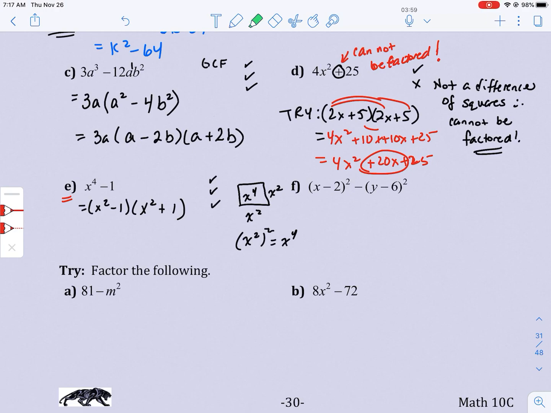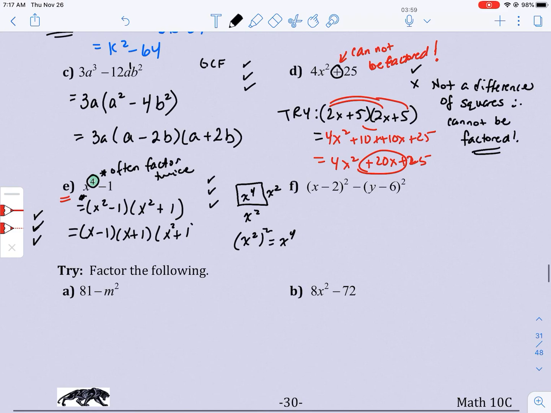Now, a little trick here. Whenever I see a 4, I'm probably going to have to factor twice, okay? Often factor twice. So when I see this x squared minus 1 here, it's a binomial, it's a difference, and x squared and 1 are still perfect squares. So I can factor this one further. X minus 1, x plus 1, x squared plus 1. This guy just gets carried down.